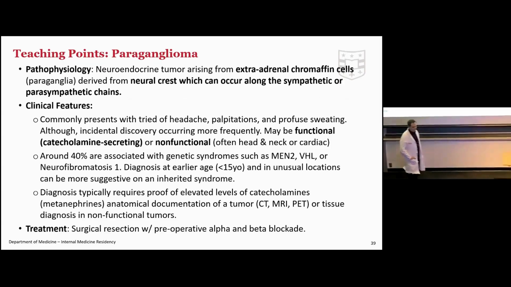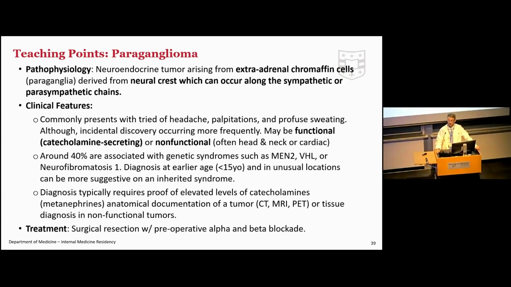And I just have one teaching slide on paragangliomas. They're neuroendocrine tumors that arise from extra-adrenal chromaffin cells that are derived from the neural crest, which can occur anywhere along the sympathetic or parasympathetic chains. They commonly do present with the triad of headache, palpitations, and sweating, which you may see with a pheo. You can just think of a paraganglioma as a pheo that's not in the adrenal glands. And they may be functional or non-functional. This patient's was non-functional, and those are often found in the head, neck, and around the heart.